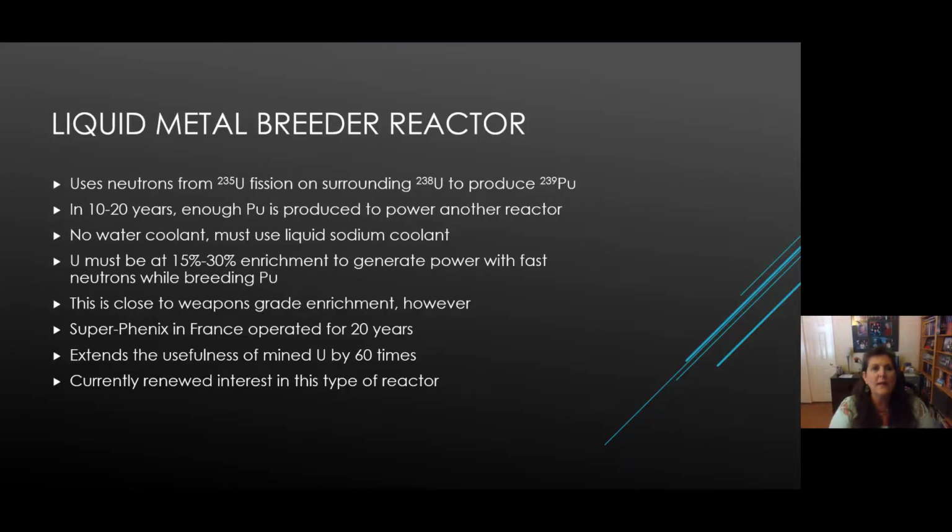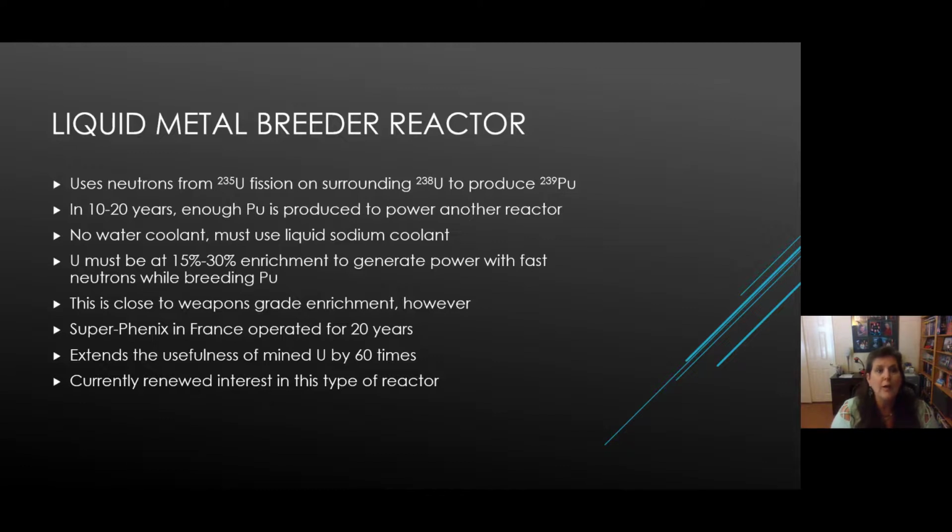So these breeder reactors is what they're called, a liquid metal breeder reactor. They use neutrons from the 235 uranium fission on 238 uranium to produce the 239 plutonium. You don't have to remember all that. But in 10 to 20 years, you've made enough plutonium that'll power a whole other reactor. Now, these reactors don't use just water as a coolant. They use liquid sodium as a coolant, which has to be under pressure.